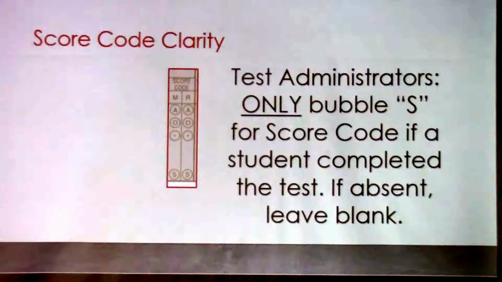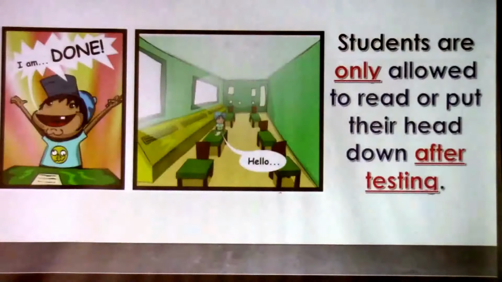So next, score code. Only bubble S. Leave the A for me. I'd rather not have it bubbled if somebody's going to show up the next day and we can test it. So just do S for score code. That's all. Okay, questions? All right.